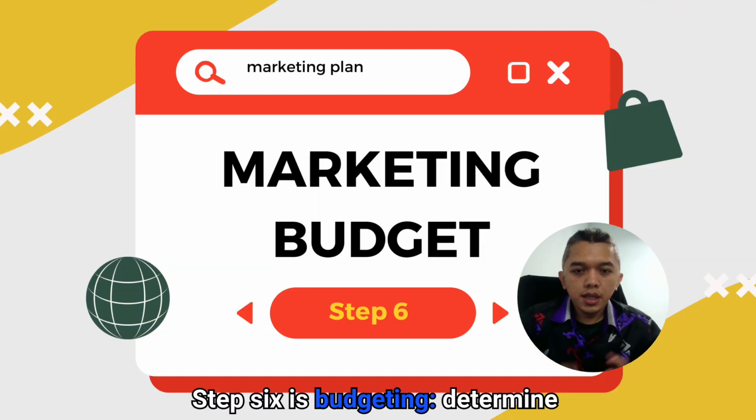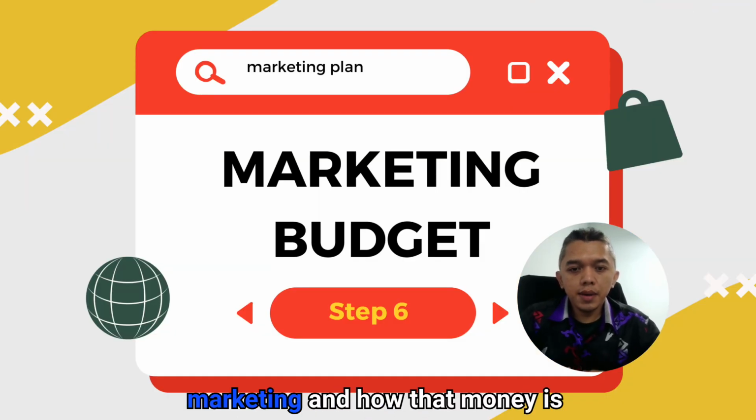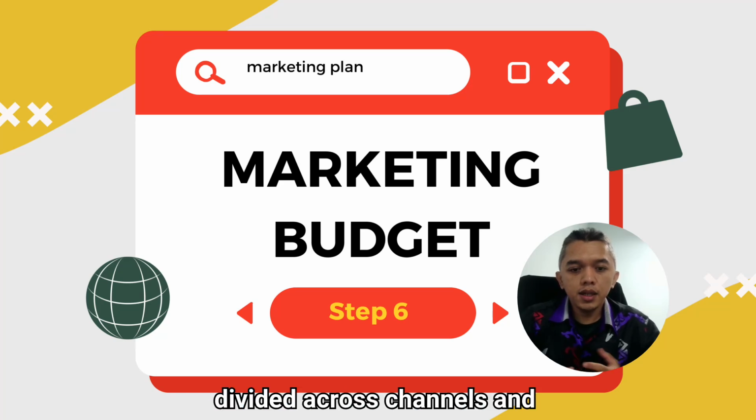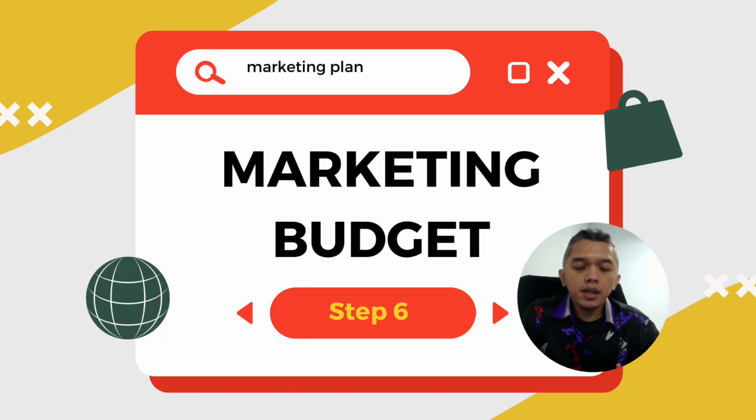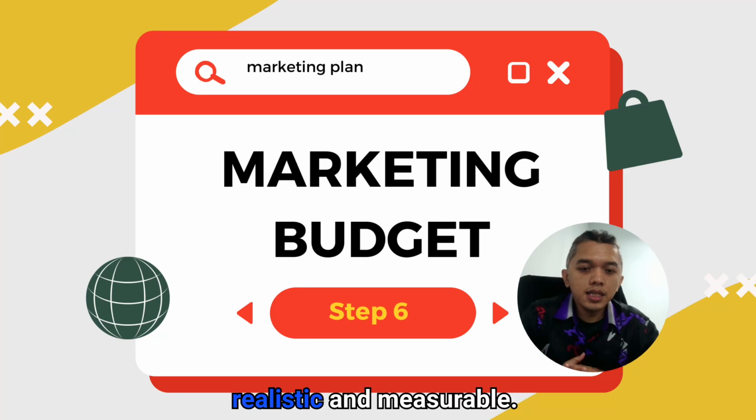Step 6 is budgeting. Determine how much you'll invest in marketing and how that money is divided across channels and campaigns so you can expect outcomes and set priorities. A clear budget keeps strategy realistic and measurable.